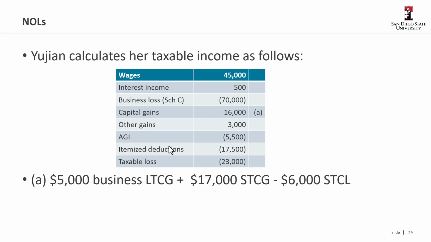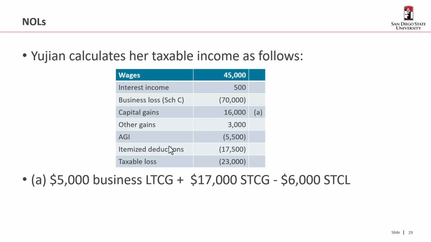So the first step is to calculate taxable income. We start with our wages, we add in the interest income, we take that business loss deduction of $70,000, then we net all the capital gains together, which I've footnoted here, to get $16,000 of net capital gains. There was that ordinary gain of $3,000, which leaves AGI of negative $5,500, less itemized deductions of $17,500 is a taxable loss of $23,000. But recall that does not represent her NOL.